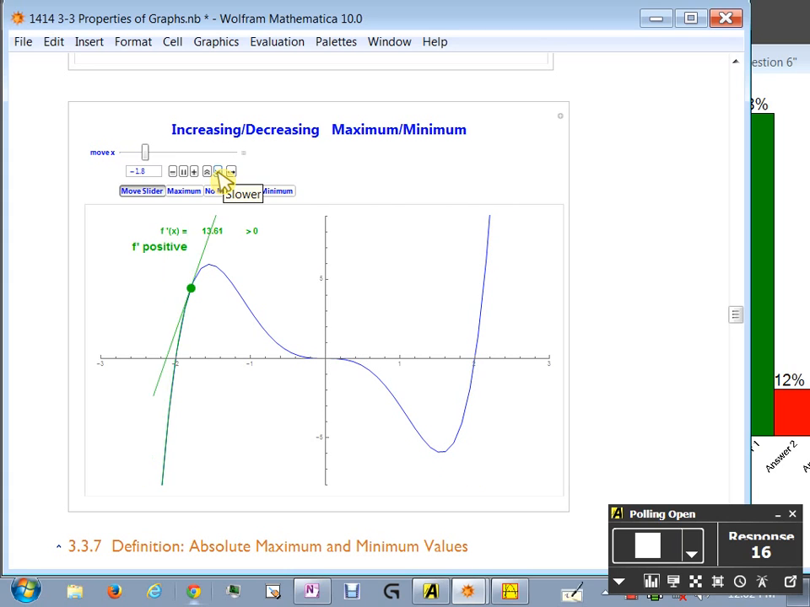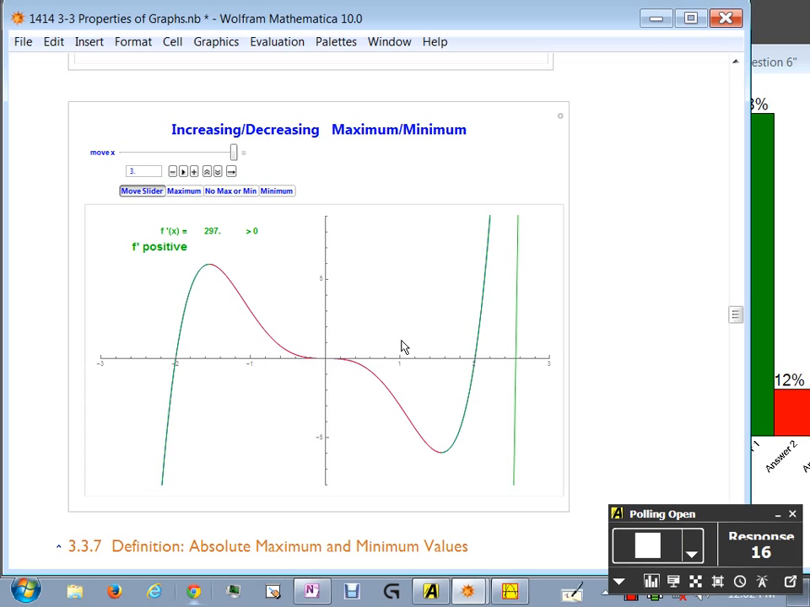So where is it increasing? Increasing would be negative infinity all the way till I get to something over here, right? I can't tell what it is. And that's where I'd be increasing. Also, union with what? Somewhere here to when? Forever, yes? Where am I decreasing? From there to where?